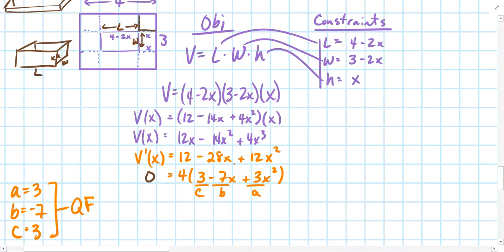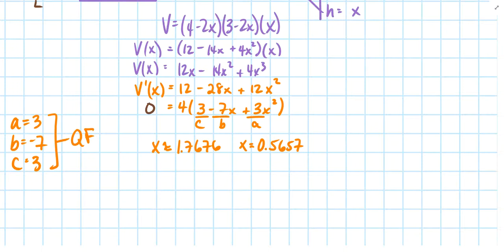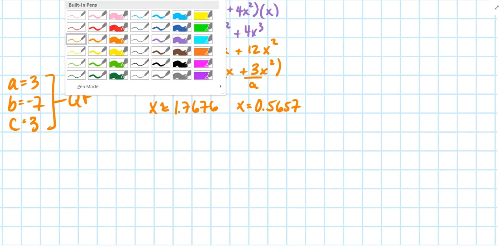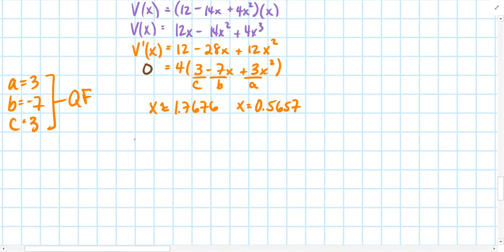So I'm going to do that now off screen. And after using the quadratic formula, I see that the solution is going to be approximately 1.7676 and 0.5657. Now again, these are positions where the first derivative is equal to 0. We don't know if that's a maximum point or a minimum point. But if we look carefully, one of these won't make sense for this particular situation. Can you tell which one's not going to be any good? If you don't recognize it, that's okay. We can continue our analysis without that.